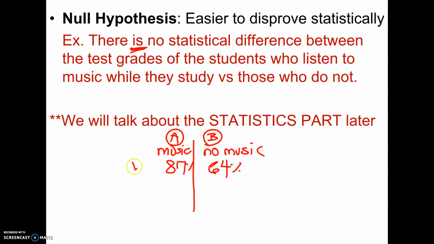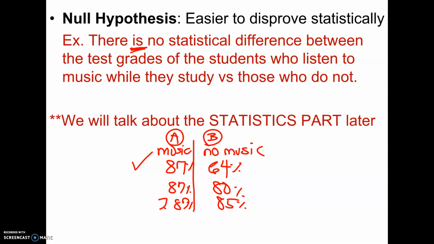Most people would conclude, yes, the music made a difference. But what's the cutoff to say music made a difference? For example, if this side got an 87 and this side got an 80, would you say the music helped? Most people would probably still say yes. What if this side got an 87 and this side scored an 85? Would you still say the music helped?